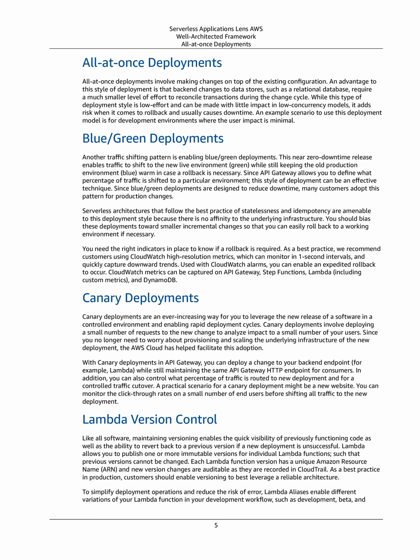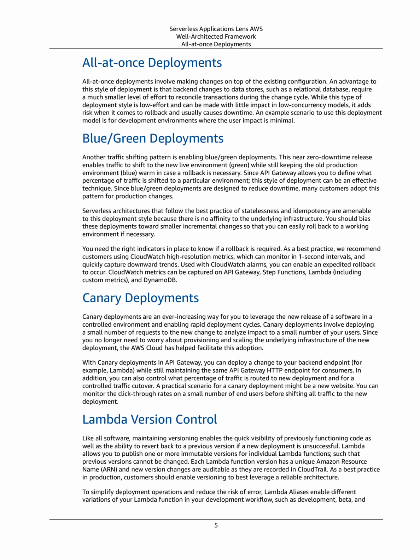Lambda version control. Like all software, maintaining versioning enables the quick visibility of previously functioning code as well as the ability to revert back to a previous version if a new deployment is unsuccessful. Lambda allows you to publish one or more immutable versions for individual Lambda functions, such that previous versions cannot be changed. Each Lambda function version has a unique Amazon Resource Name, ARN, and new version changes are auditable as they are recorded in CloudTrail. As a best practice in production, customers should enable versioning to best leverage a reliable architecture.